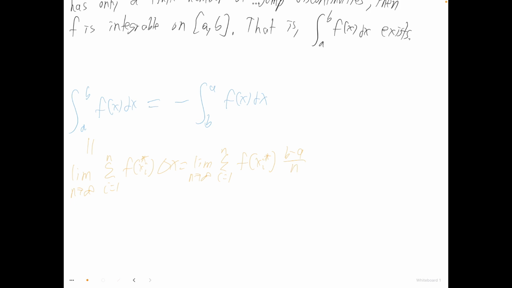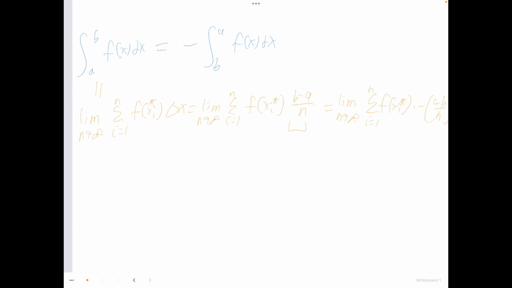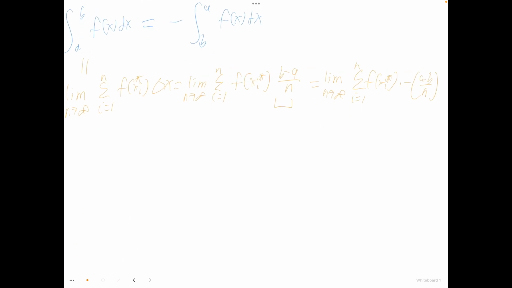Well, if I want to do from b to a instead of a to b, I just need to flip things here. I need to flip the b minus a to be a minus b. So we're going to have the limit, as n goes to infinity, of the sum from i equals 1 to n of f of x sub i star times negative a minus b over n. I just pulled a negative out to flip the order delta x was written in, I mean.